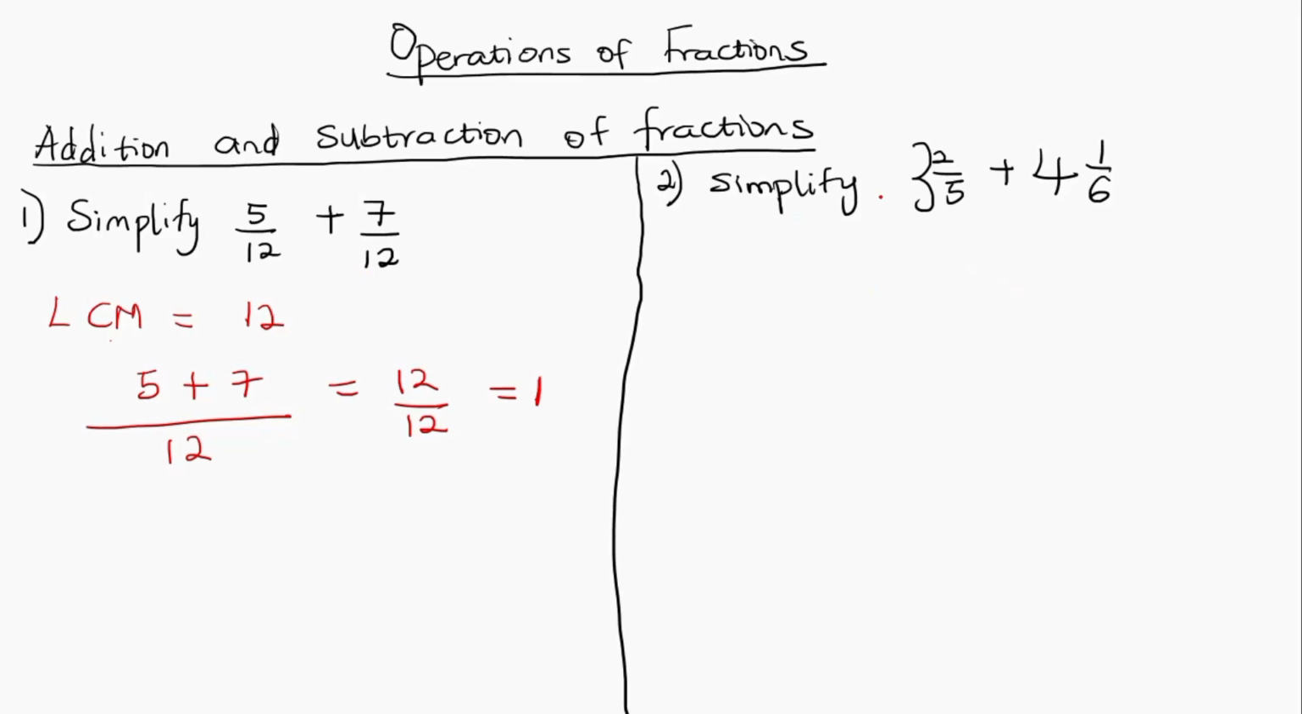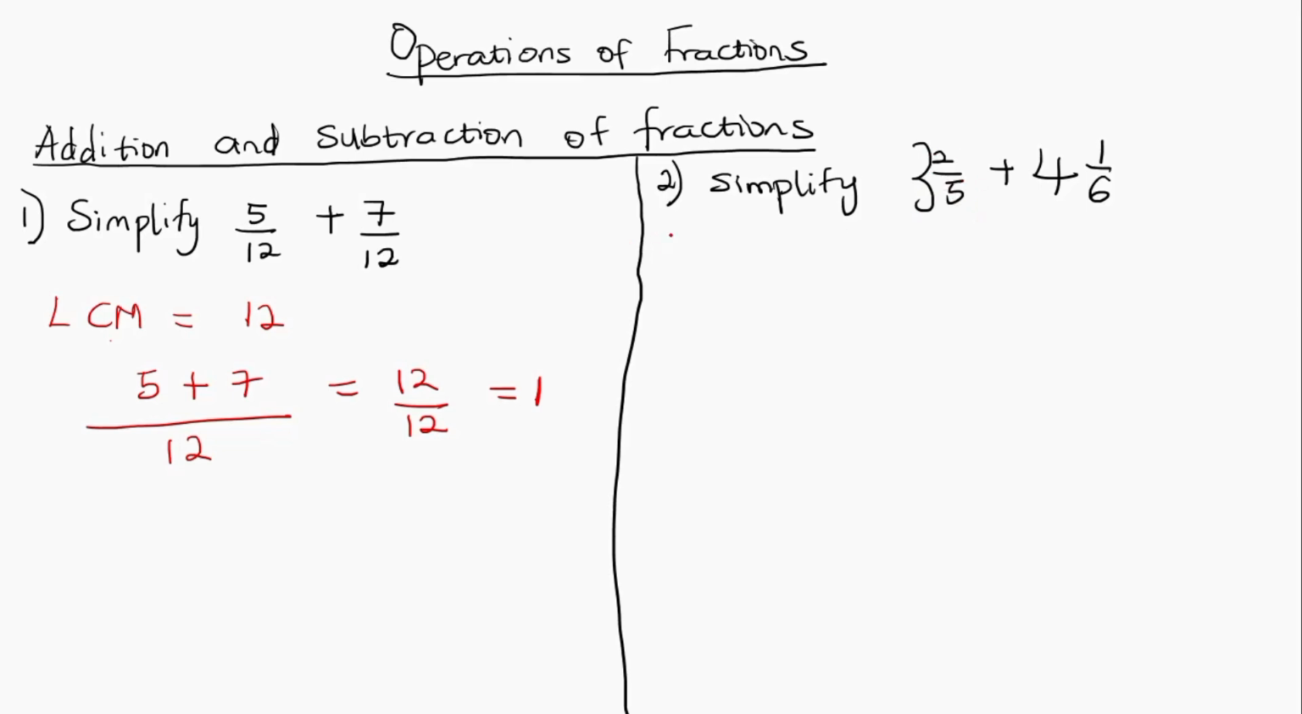So let's take a look at this right here. Simplify 3 whole number 2 over 5 plus 4 whole number 1 over 6. Now this is a mixed number. We want to simply add this. So the first thing we want to do is to convert these mixed numbers to improper fractions.